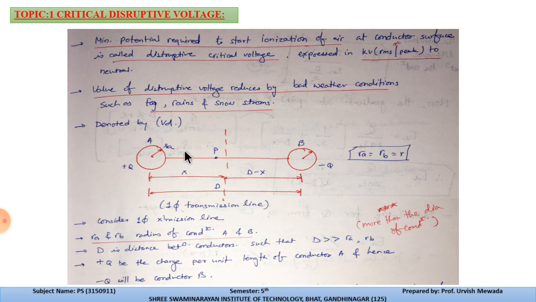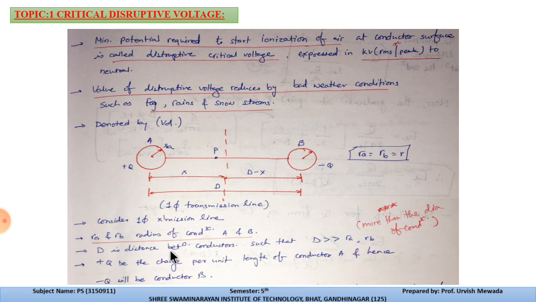Now, as we understood this diagram, we can see that if the diameter is more than the spacing between the conductors, at that time corona starts forming, or we can say at the disruptive voltage corona will start forming. So the single phase transmission line diagram is drawn over here. Whatever I explained is written over here.